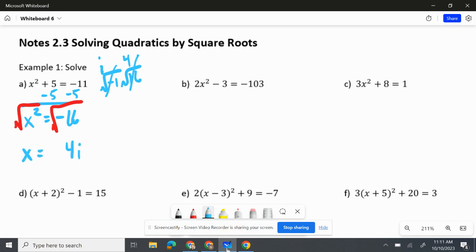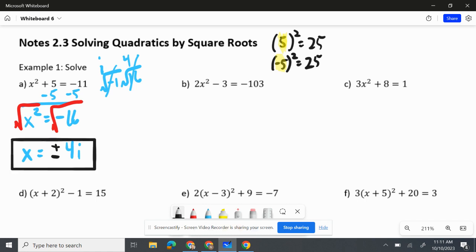Now, because we created the square root, we're not sure if it's a positive root or a negative root. Just as an example, if we were to have 5 squared, that would be 25. And if we were to have negative 5 squared, that would also be 25. So we're not sure if inside the x is a positive root or a negative root when we substitute. So what we're going to do is put both answers. And so that's why we get x equals plus or minus 4i.